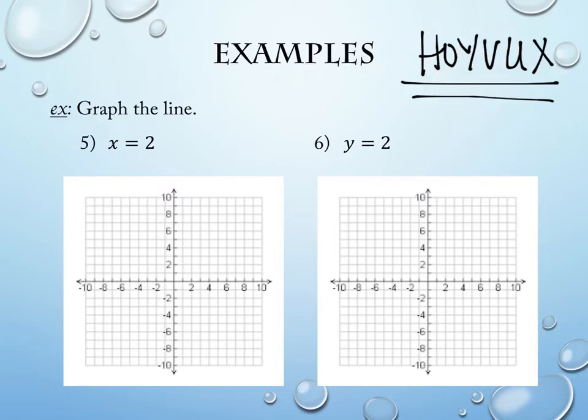The O and the U in between tell you what the slope is. So this O is not really O, it's 0. And this U is not really U, it's undefined. So that's one way to remember.